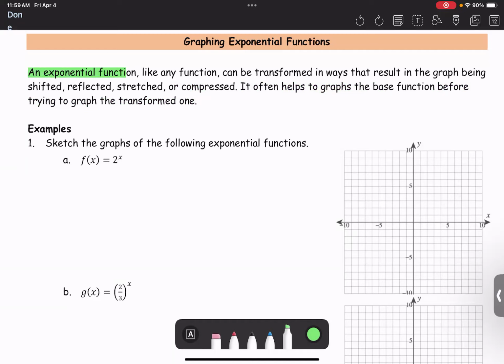An exponential function, like other functions, can be transformed in ways that result in a graph being shifted, reflected, stretched, or compressed. It often helps to graph the base function before trying to graph the transformed one. Let's look at the example. For the first one, we're going to sketch the graphs of the following exponential functions. Part A, f of x equals 2 to the power x.